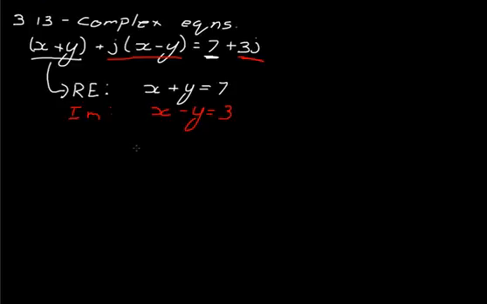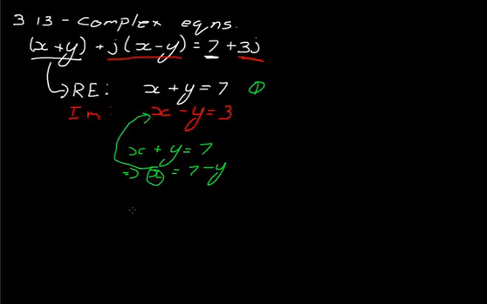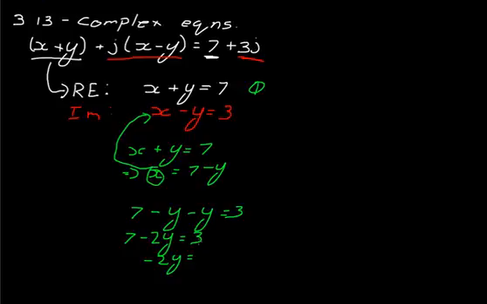From equation 1, x plus y equals 7, therefore x is equal to 7 minus y. Then we can substitute x into the second equation here, and we end up with 7 minus y minus y equals 3. So we've got 7 minus 2y equals 3. Minus 2y is equal to, take the 7 across, it becomes negative, so we've got 3 minus 7, which is negative 4. Therefore y equals 2.